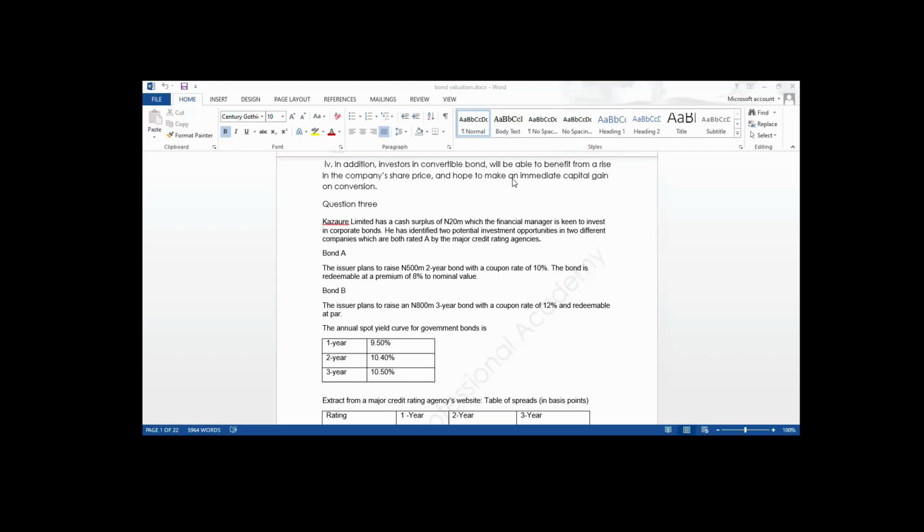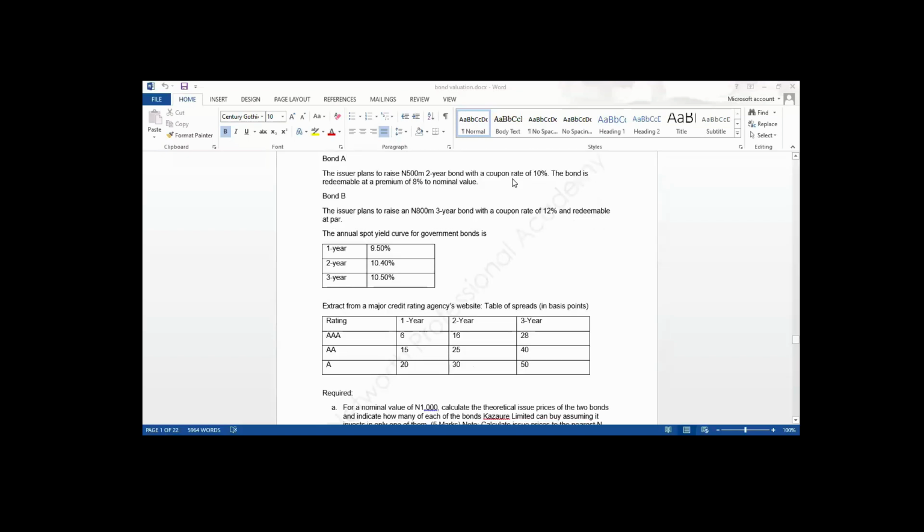Extract from a major credit rating agency website. Table of spread in basis points. That is the credit spread. It is given for triple A, AA, and single A.